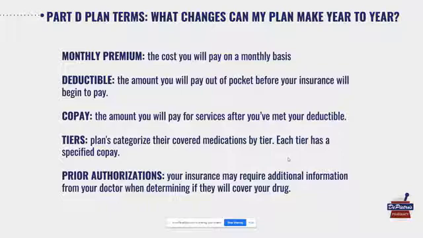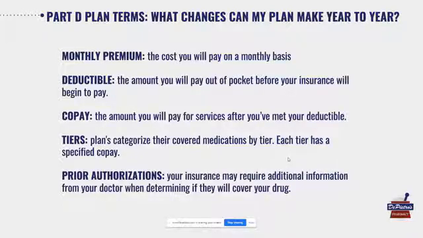Copay, most people are familiar with the term copay. This is the amount that you're expected to pay after you've met your deductible. So if your copay is $10 at the pharmacy, $20 at the pharmacy, that is your responsibility to pay for the service.